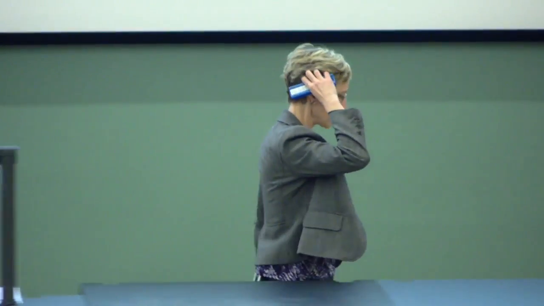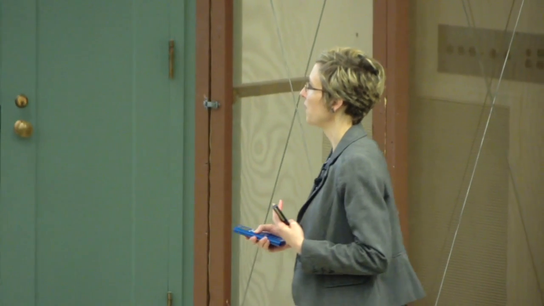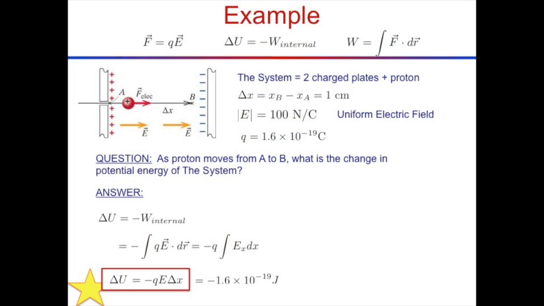Okay. And in this case, the potential energy change, anytime you see a delta, delta U in this case, delta is always final minus initial, all right? So if the change in potential energy is negative, then did the internal energy increase or decrease in this example? Okay, it decreased.